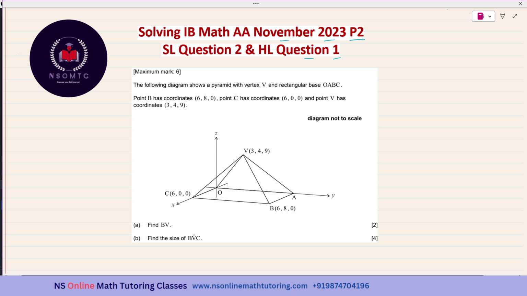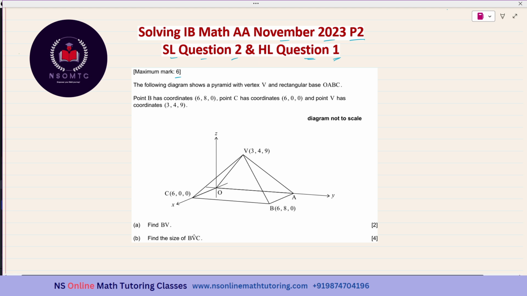This is a common question, common for both the HL level students and the SL level students. For the SL level students, it is question number 2, and for the HL students, it is question 1. So without any further delay, let us start answering this question. The maximum mark is 6.